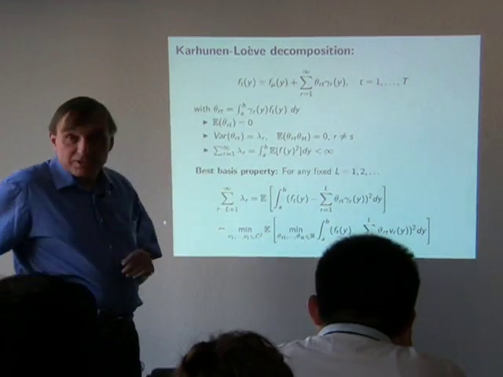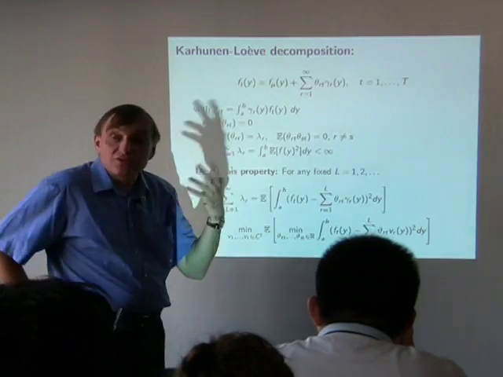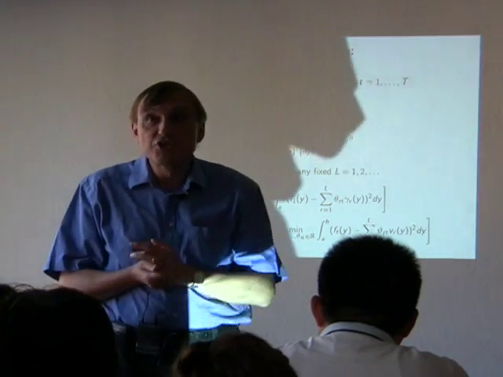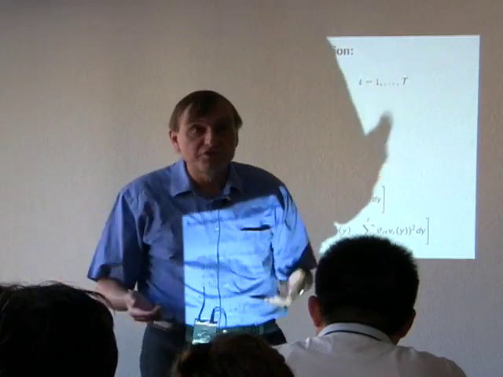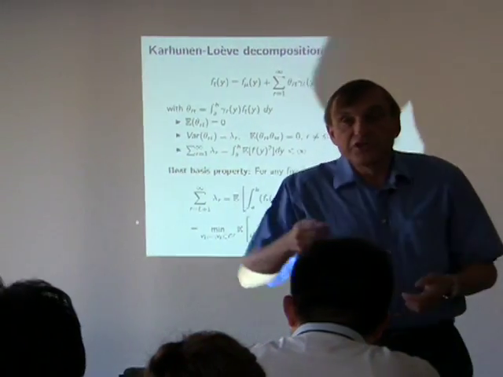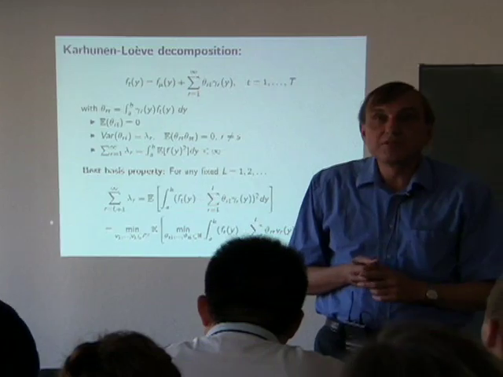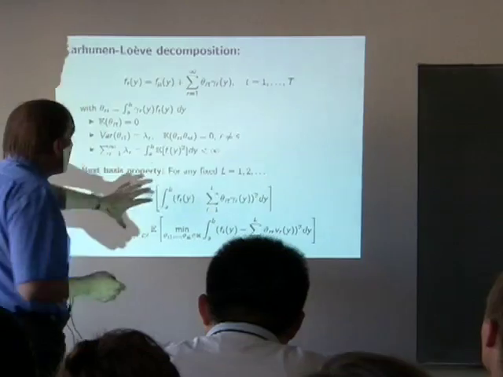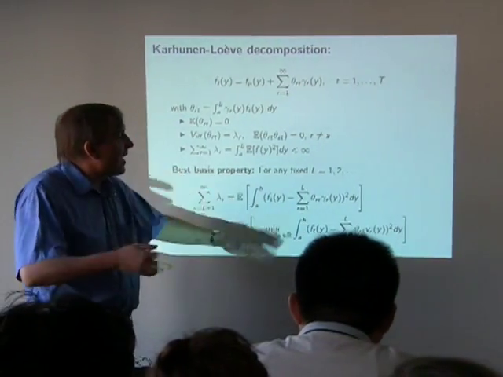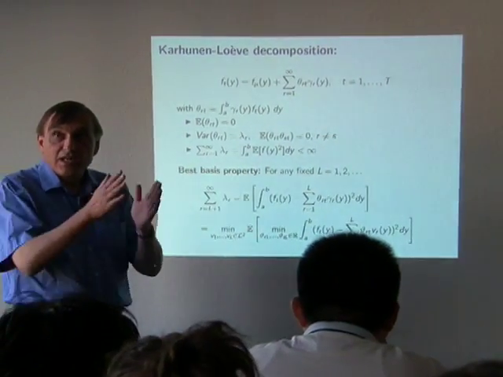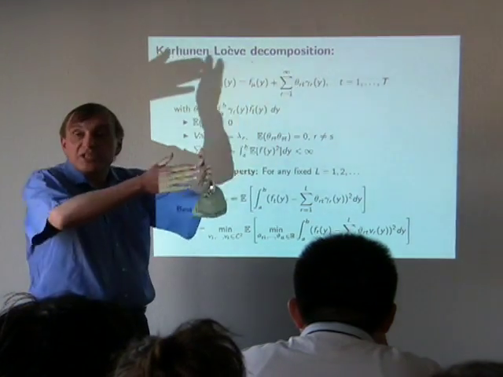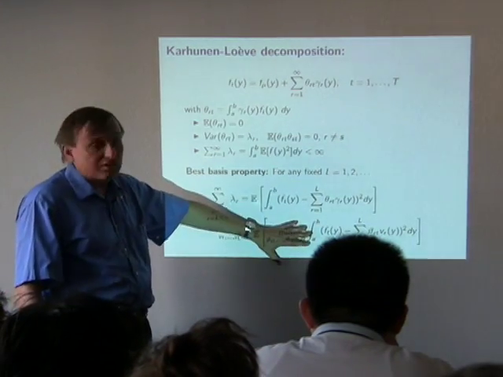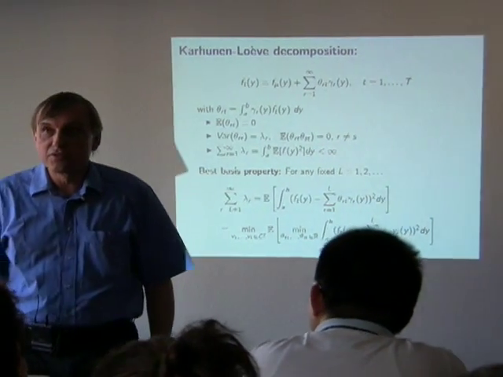This has special properties. First of all, the coefficients are uncorrelated, and this is essentially the only basis where this can be assured. Usually, if you have Fourier coefficients for different frequencies, the coefficients will not be uncorrelated for random curves. And what's more important, if you think of approximating curves by a linear combination of basis functions, this provides the best possible basis, the best basis property of this Karhunen-Loève decomposition.